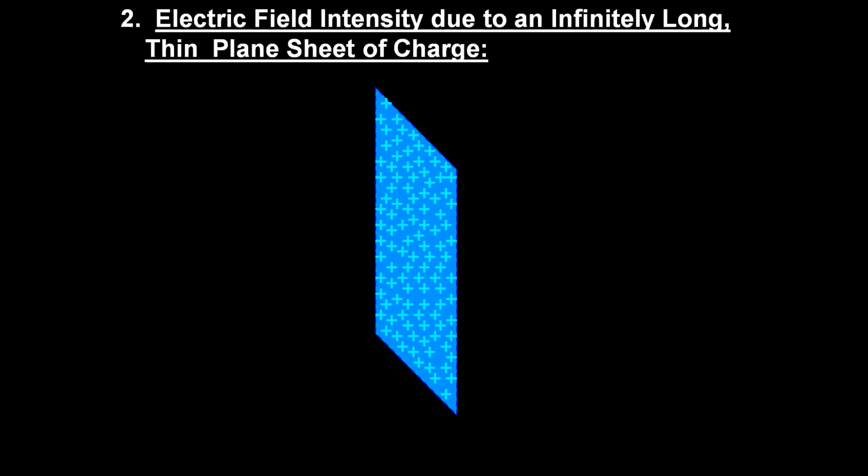The magnitude of electric field, by considering positive charge or negative charge, is going to be the same. The final equation will be the same, only direction will be different. So here for convenience, we are taking a positively charged thin plane sheet. Let us take the surface charge density as sigma.